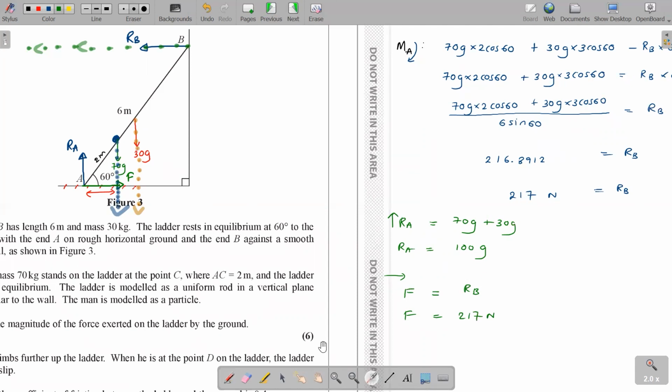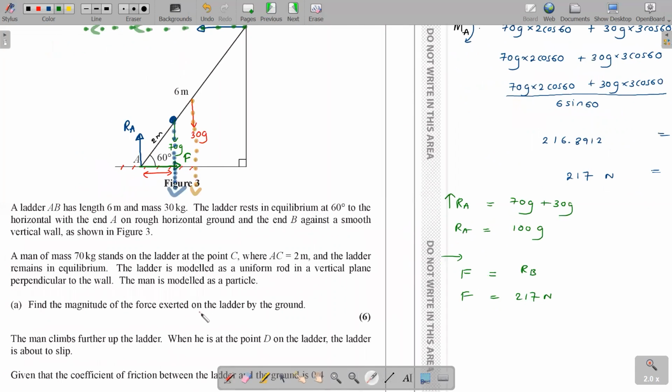Okay, so now what do we do? They want us to find the magnitude of the force exerted on the ladder by the ground. Actually, when they say the magnitude of the force exerted on the ladder by the ground, it's not only the normal reaction. When you take the ladder and the ground, you have the normal reaction and what? And the friction. So it's actually both normal reaction and friction together, and you must find the resultant of these two forces acting on the ladder.